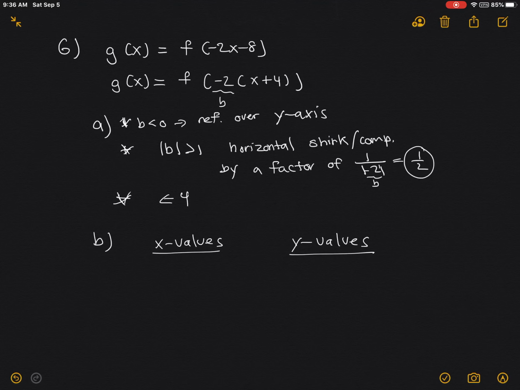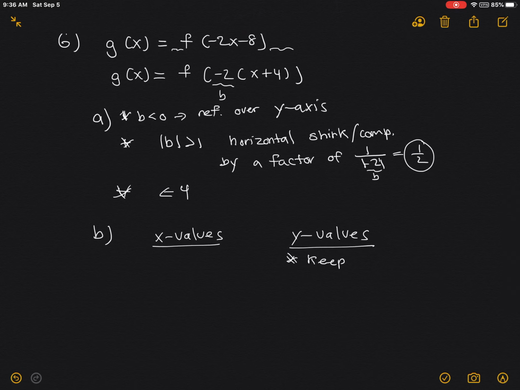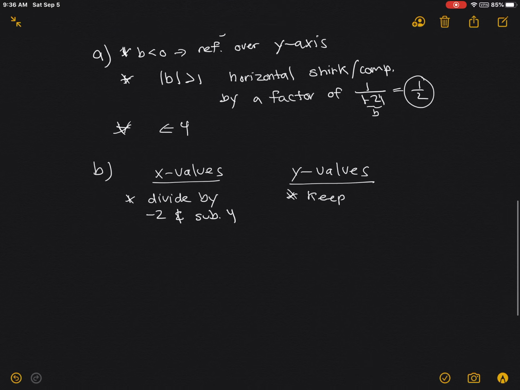Okay, so remember, y values are impacted by anything outside, right? Anything over here, but there's nothing over there, right? And so you can just keep your original y values, okay? So the nice thing is you keep your original y values. X values are impacted by anything inside the parentheses, right? And so I have a -2 here, right? So if you look at your notes, whatever that b is, you take your x and you divide by it. And if I shift it 4 to the left, right, I have to subtract 4. And following my order of operations, I need to divide by -2 and then subtract 4.